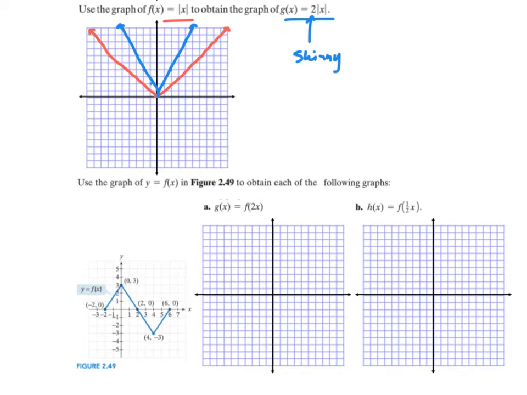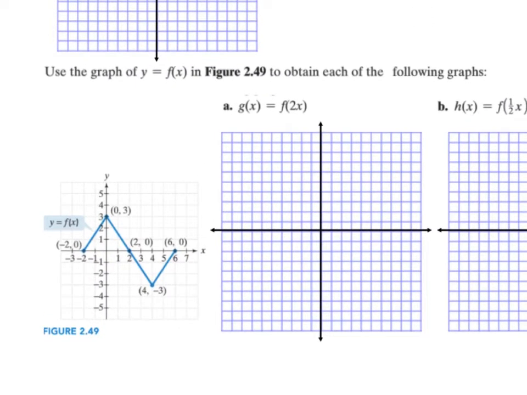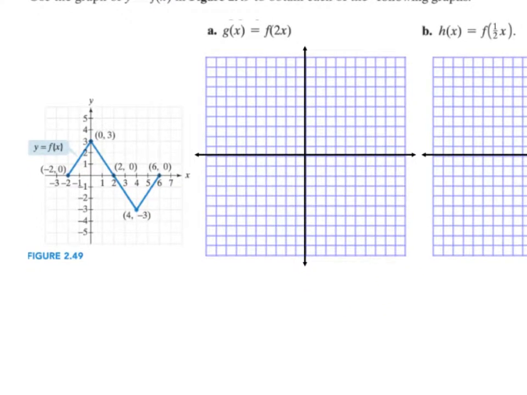Okay. The next thing I want to do, and I kind of didn't leave too much room here for you, but what I want to do on this is take this graph of f of x, okay, and use these transformations to graph g of x and to graph h of x, okay? Now, let's just copy down the points that we have.